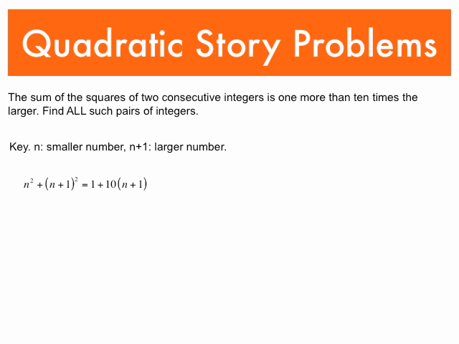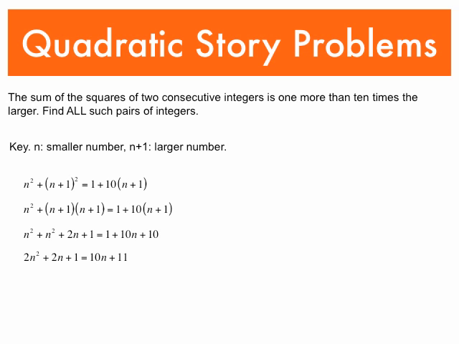Now this looks kind of bad, but it's not that bad. We know we've got to undo any factoring that's there. So the first thing I'll do is take n plus 1 squared and write it as n plus 1 times n plus 1 and FOIL. Now I'll combine like terms.